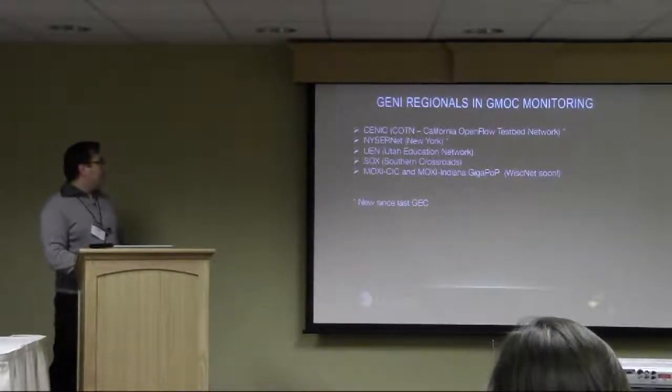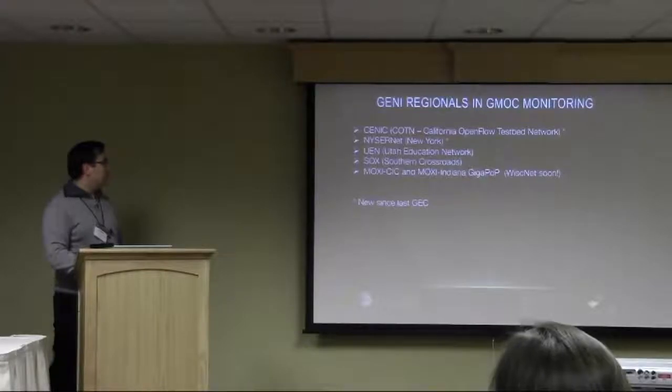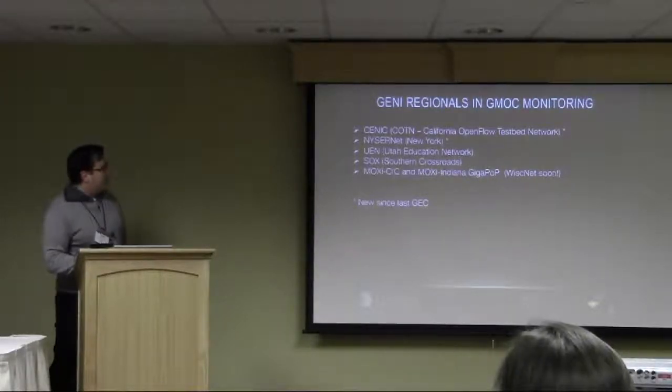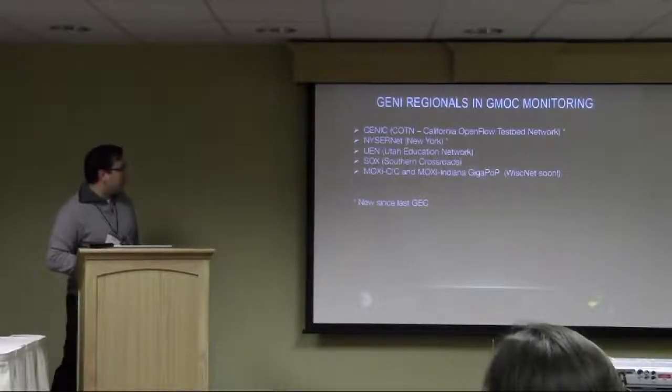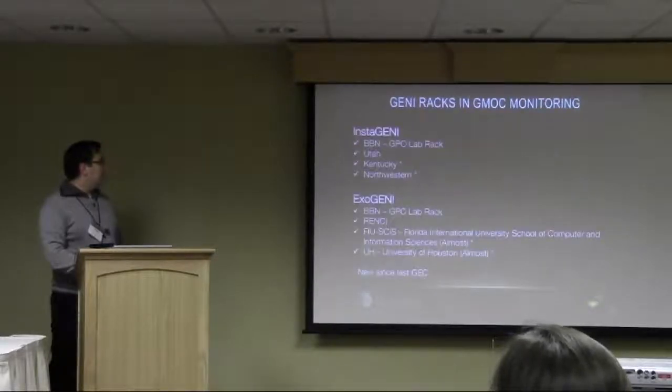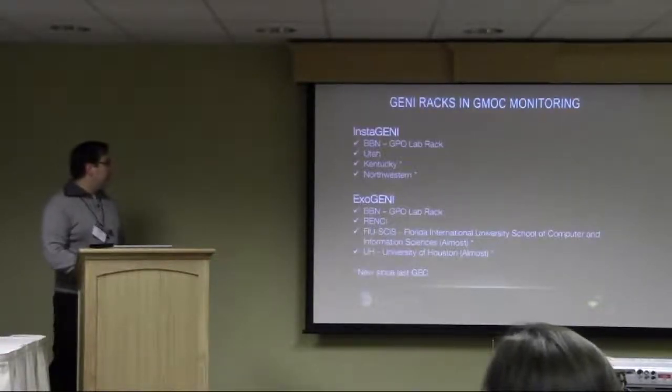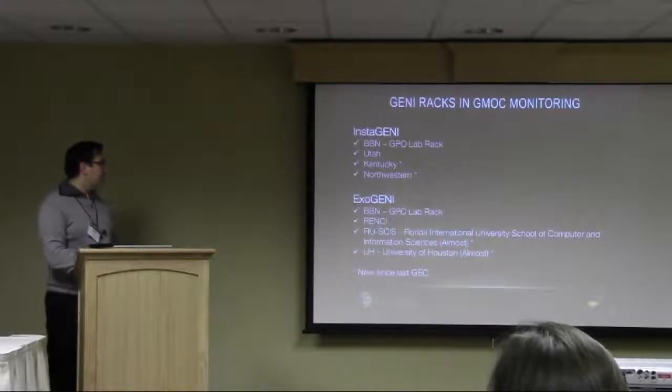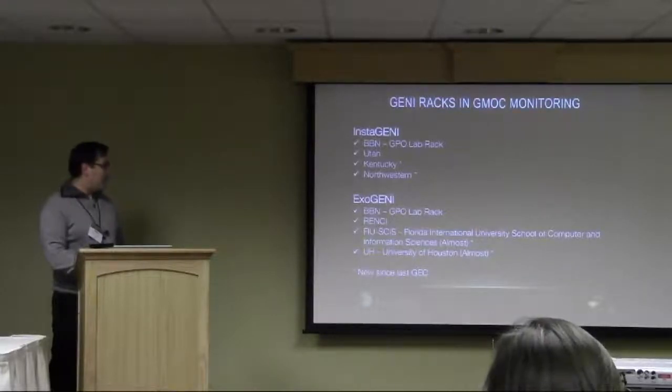So, different GENI regionals that are monitored by GMOP. The ones marked by stars are new ones. SCENIC and Isomet have started sending us data since the last GEC. Next, the GENI racks: Kentucky and Northwestern have come up, and FIU and UH are almost there. Most of the pieces are there; we're just in the final stages of getting that set up.